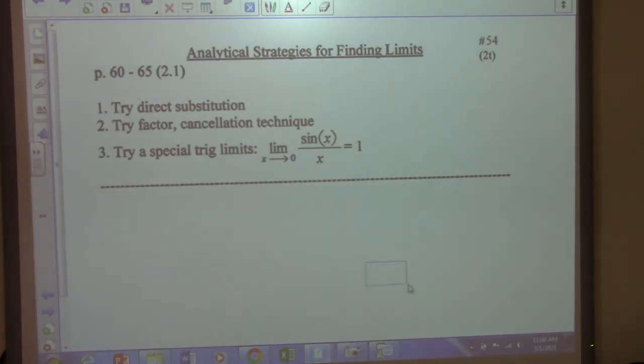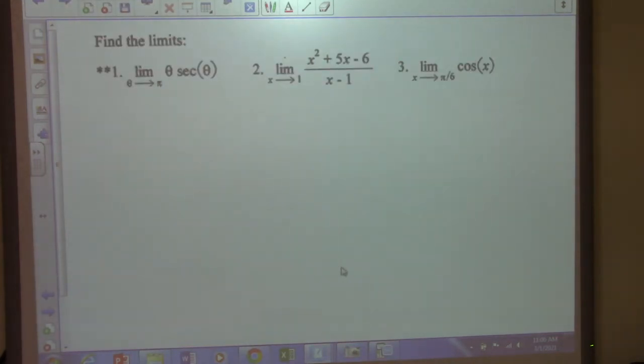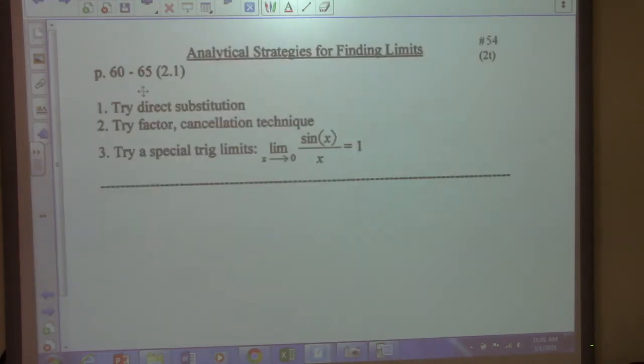So the first thing you look at here is, what are going to be your techniques for finding limits here? One, two, or three? The number one. Here we are. Try direct substitution.